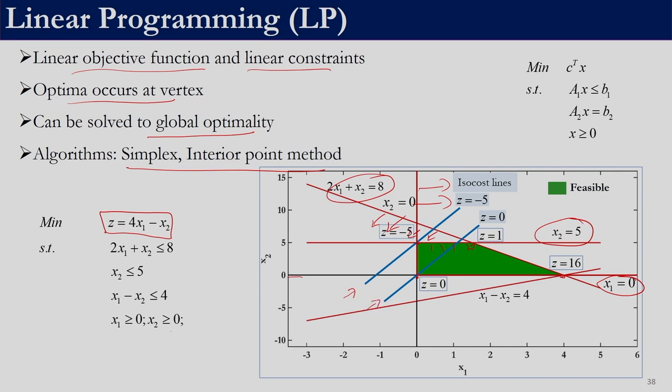In this case, the optima occurs at this particular point. For the other points, if you want, you can evaluate them. You will see that the objective function value works out to be 0 for this one, 16 for this one, 1 for this vertex, and minus 5 for this one. Since our objective is to minimize, this vertex has the best possible value for the objective function.